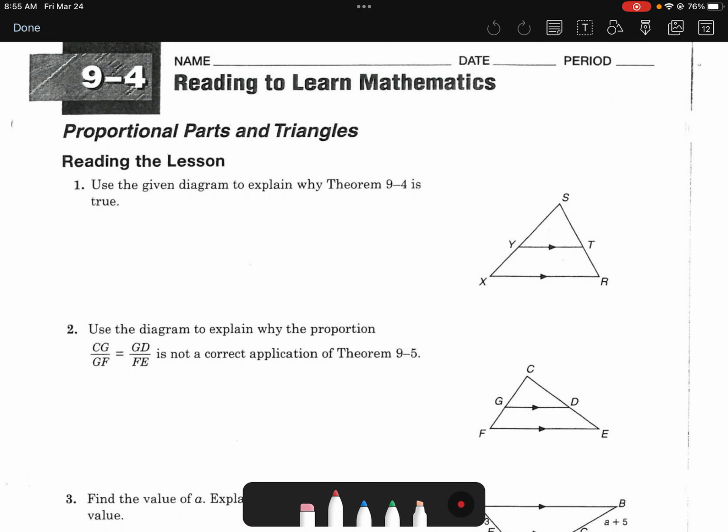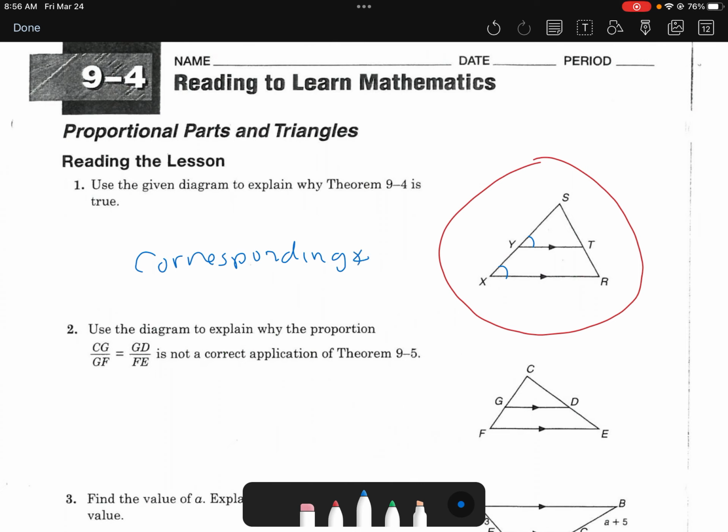Theorem 9.4 says if you have this picture where a triangle's inside of a triangle and you have parallel segments, those two triangles end up being similar all the time. Why does that work? Well, remember how we discussed in class. When you have parallel segments, your corresponding angles are congruent. So they're congruent in that spot where the blue arcs are, and they're also congruent in that spot where the green arcs are.